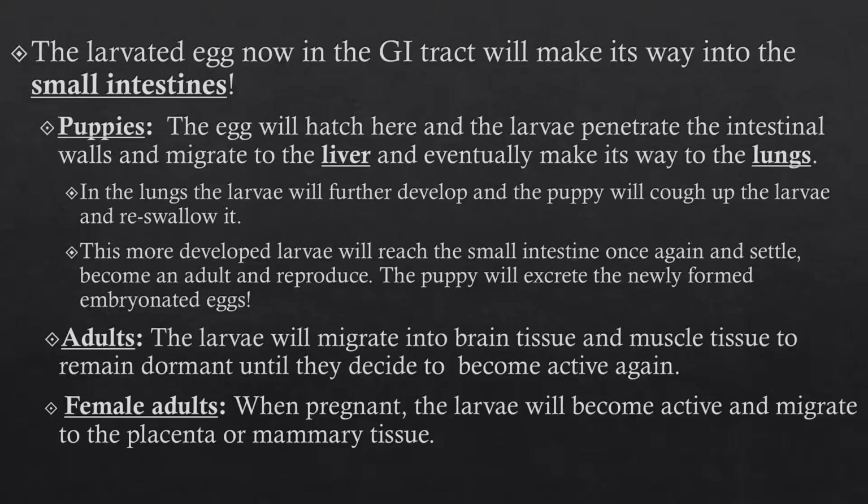In adults, while in the small intestine after the second ingestion, the larva will penetrate the intestinal wall and migrate. It can migrate to the liver, the lungs, and it can also migrate to tissues throughout the body. Here, the larva will remain dormant for as long as it wants. Particularly in female adults, whenever they become pregnant, the larva will become active again. Then they will migrate either to the mammary tissue and sit there, or they can also migrate into the placenta area where the puppies are housed.